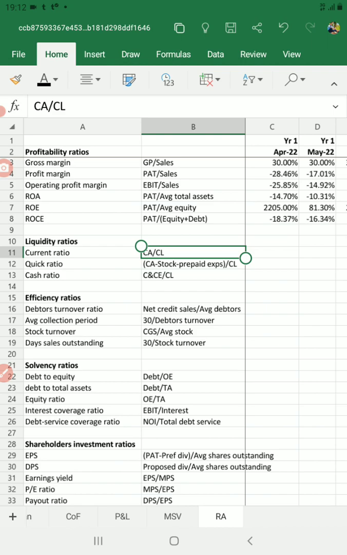And quick ratio, we take current asset, we minus stock and prepaid expenses. Stock is the least liquid asset within the current asset component, and prepaid expenses are money that has already been paid. So we deduct them from the current assets in order to establish the current asset that can be converted to cash. Okay, prepaid, you have already paid cash on that, so you need to deduct it from the current assets. So quick ratio, current asset minus stock minus prepaid expenses, you divide it by current liabilities.